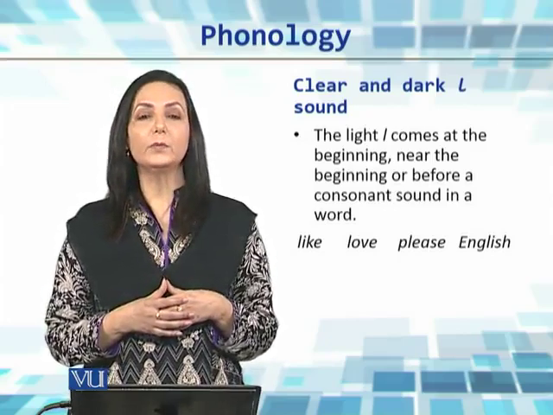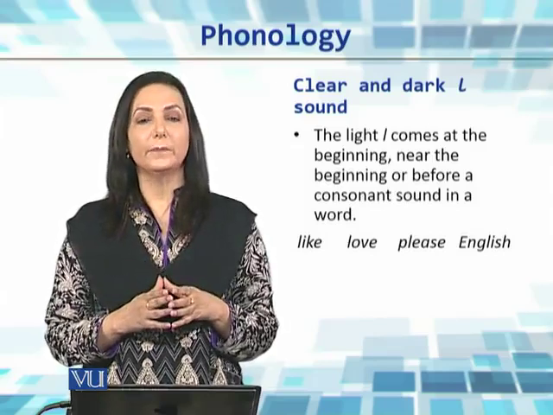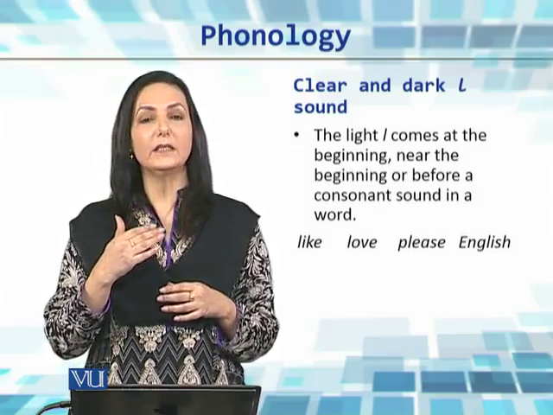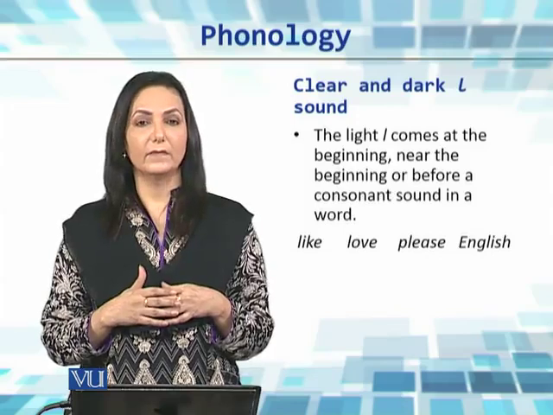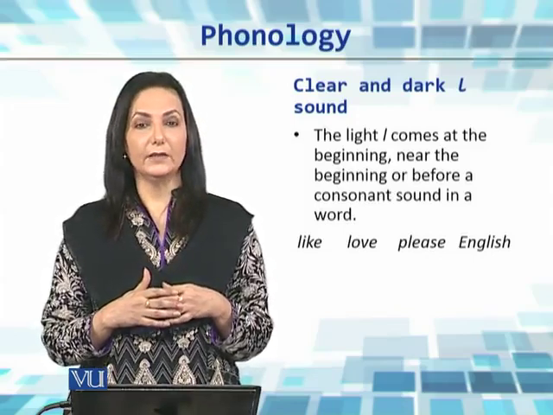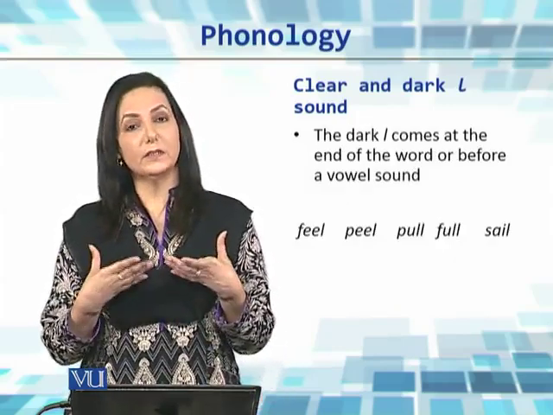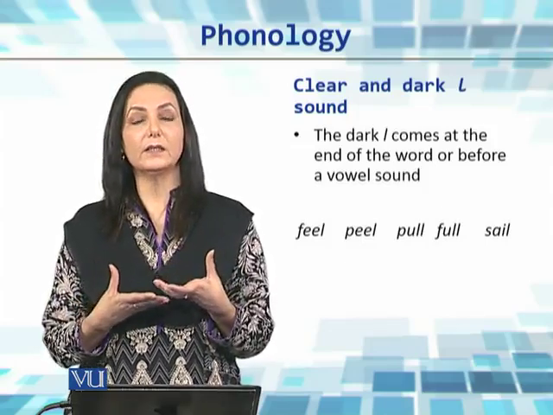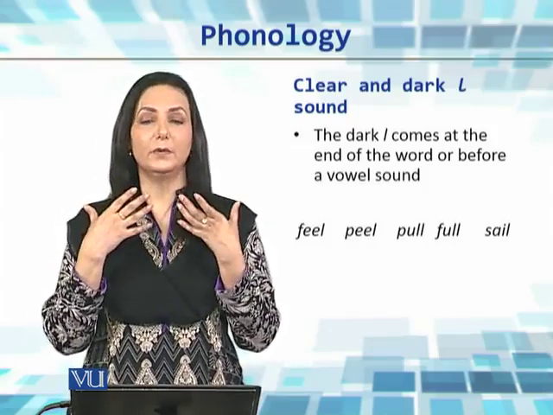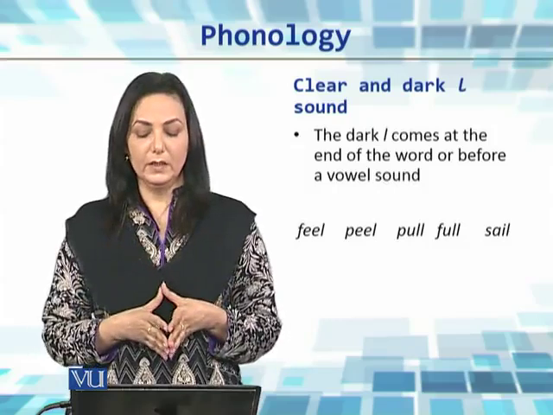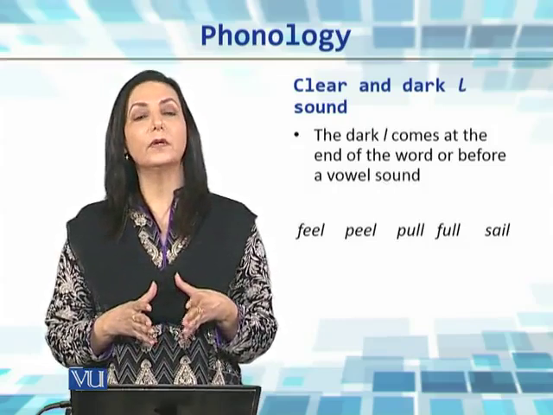When you pronounce the L sound as a light sound, what you do is you put your tongue on this gum ridge immediately just behind your front upper teeth. So, like, love, please. But when you produce the dark L sound, the tongue touches nowhere. So you sort of leave your tongue loose in the mouth, somewhere at the back of the mouth. And the dark L sound comes normally at the end of words or before vowel sounds.